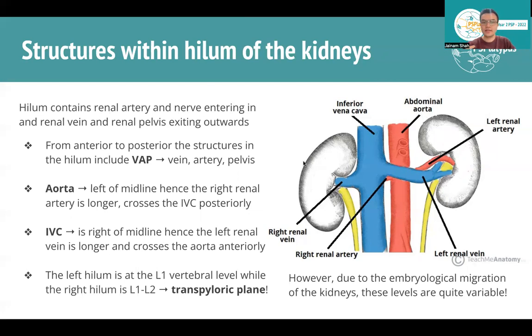And then you've got, as I said, the hilum. So you've got the positioning. The left hilum tends to be a little bit higher. Remember that the right kidney is lower because of the liver. So the left hilum is around L1. The right hilum is about L1, L2 at the transpyloric plane. But again, it's not really that clinically relevant.